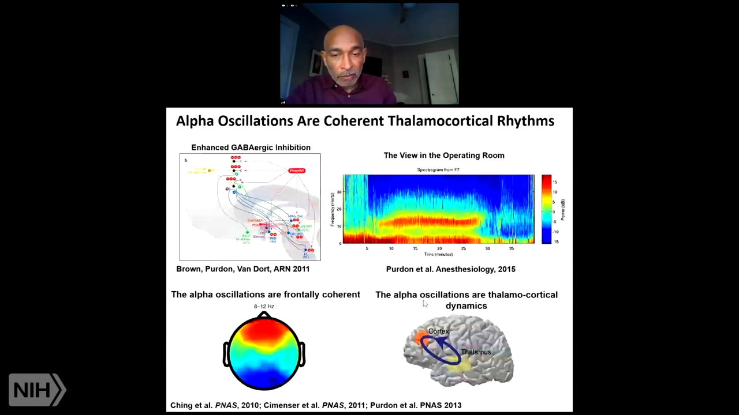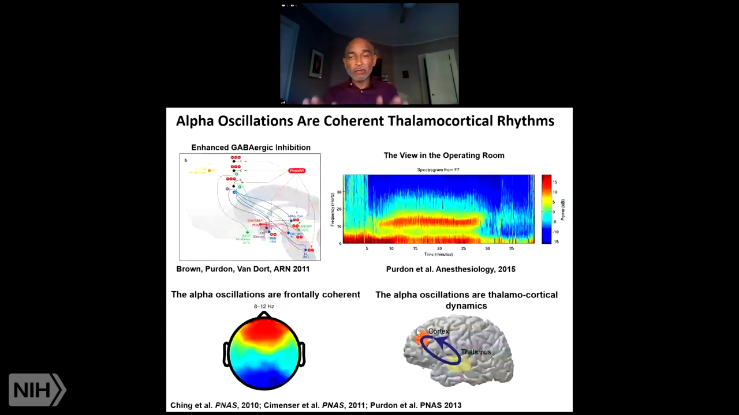So we subsequently went in rodents, and also now in non-human primates, stuck electrodes here in the thalamus and here in the cortex, and actually verified that. So that's part A. You've got this alpha oscillation here, which is very, very strong. It looks like it's tying up the thalamus and cortex.